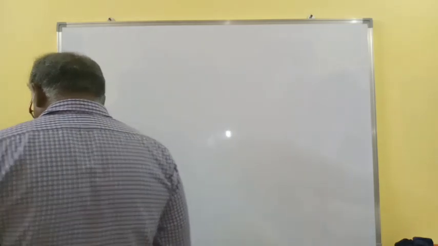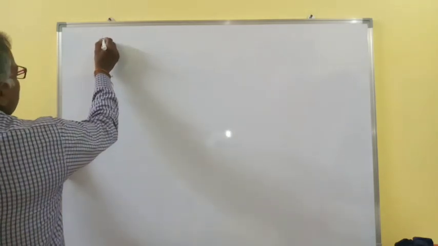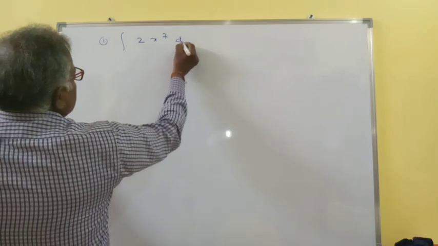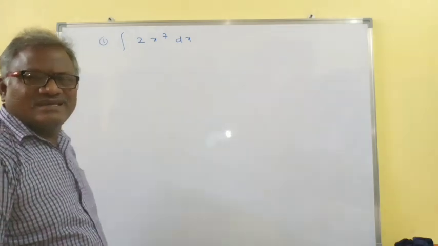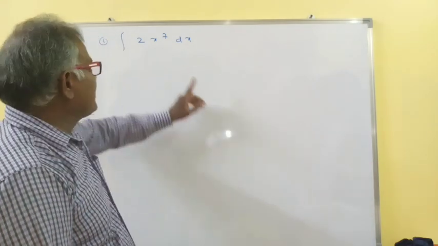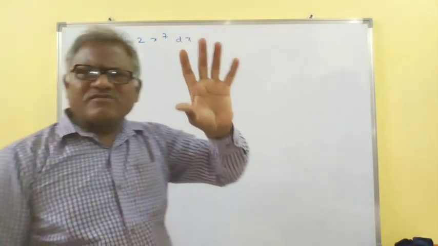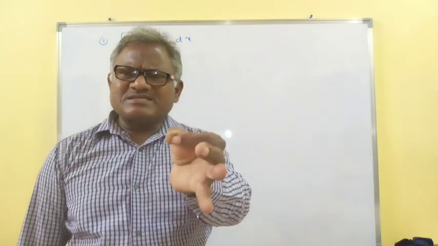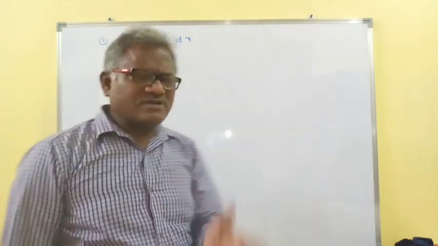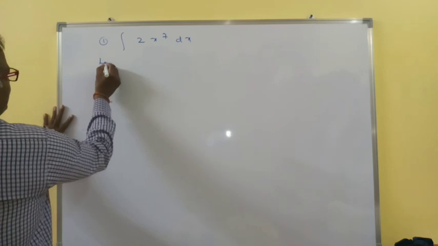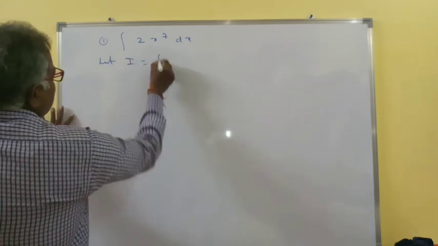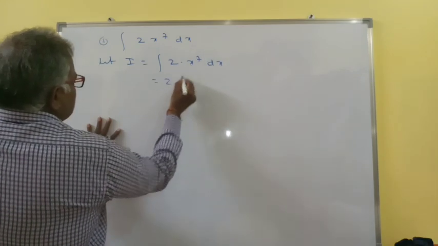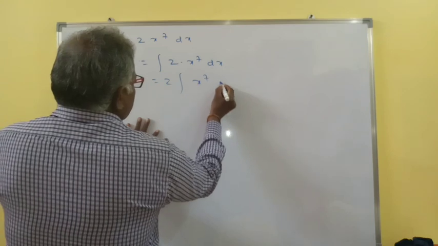First example number 1 before exercise 6A. First one, integral 2x power 7 dx. If you observe this one, you see clearly this is nothing but x power n form. So x power n form means integral of x power n dx is equal to x power n plus 1 divided by n plus 1. Okay. So simply you can write let I is equal to integral 2 into x power 7 dx.